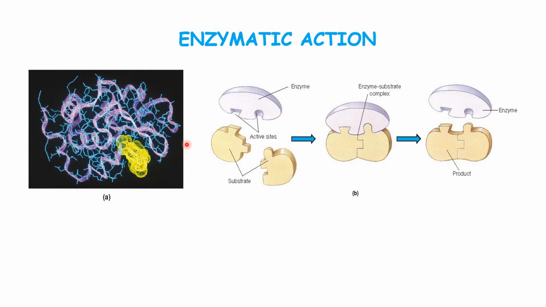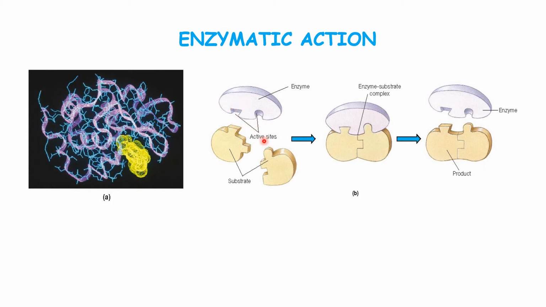This is a photo that represents what happens here. So here we have an enzyme, and then we have here the substrates. We have an additional term here, we call it active sites. As you can see, here is the active site.